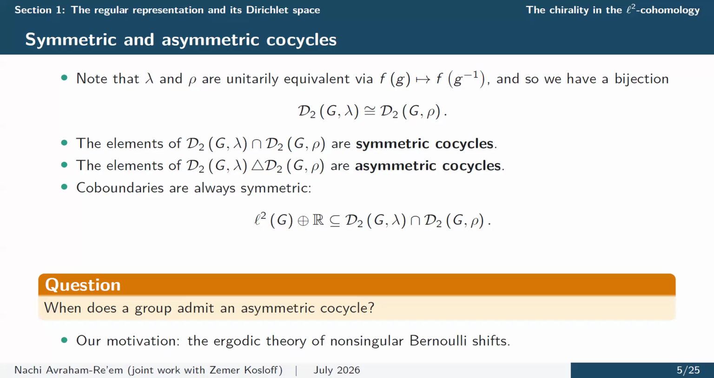Any questions? What is non-singular Bernoulli shift? I will get to that. Sorry, that was just a short title. I didn't say anything about that, but sure, I will get to that.